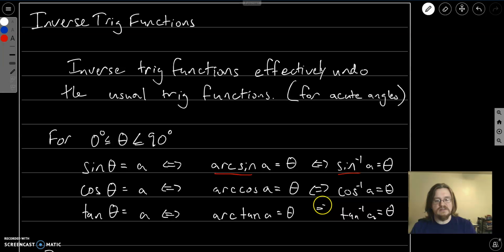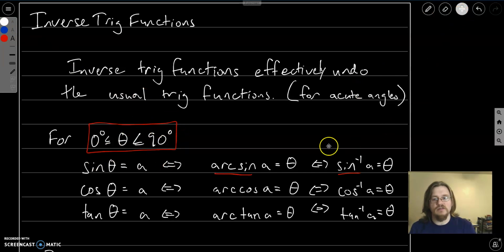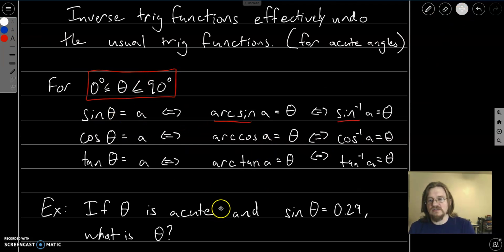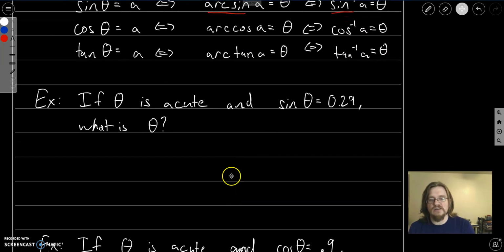So let's see this in practice. And as a brief reminder, I want to say that this only works if your angles are going to be between 0 and 90, and I'll briefly touch on what happens if our angles are not between 0 and 90 in a little bit. But for the moment, let's just talk about acute angles. So acute angles between 0 degrees and 90 degrees.